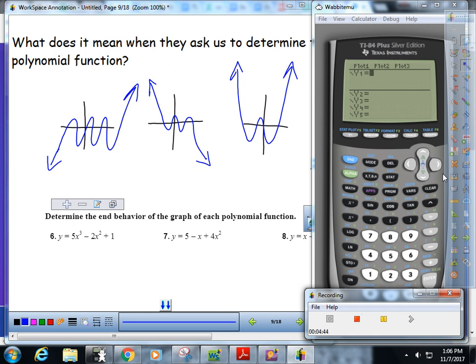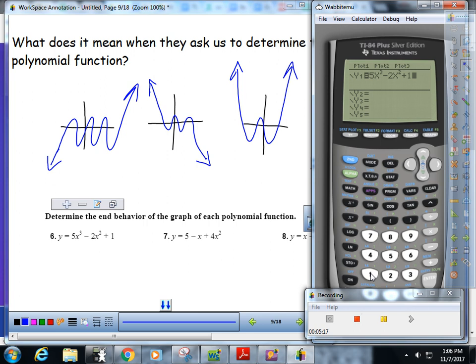So you can see that I have pulled my calculator up. We're going to type in 5 times x to the 3rd power. You see how this is going to be an important key now? And then I got to hit this over so I get out of the superscript, minus 2 times x squared plus 1.